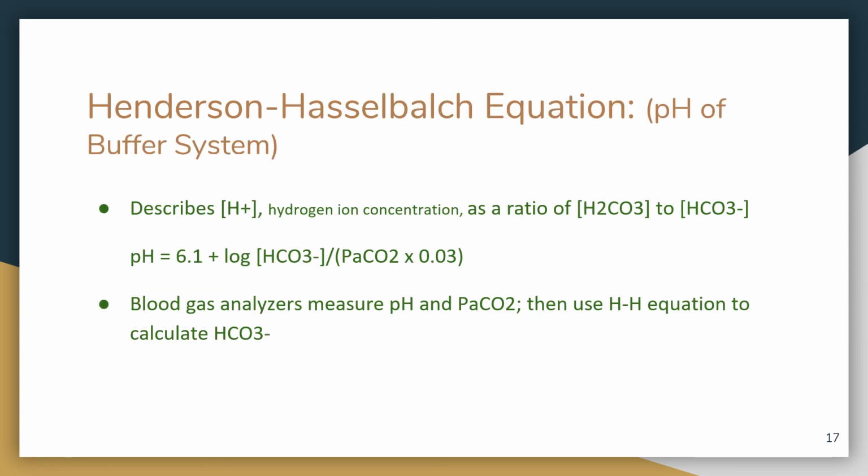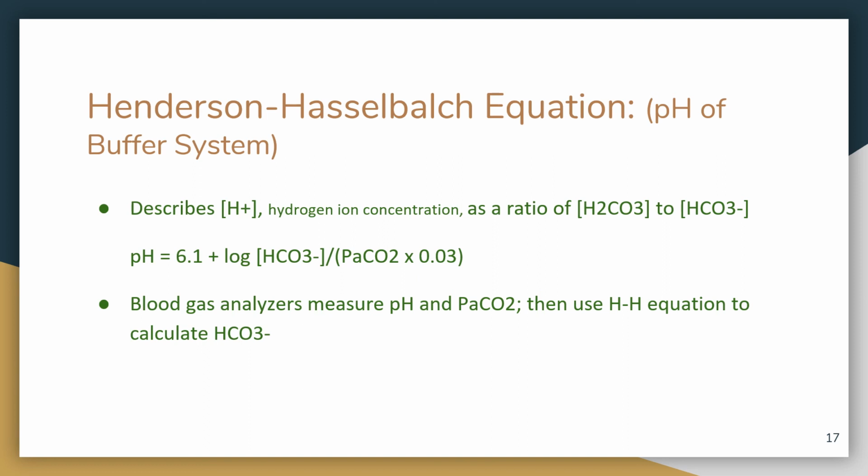All right, this is just briefly talking about the Henderson-Hasselbalch equation. Okay, so it's the pH of the buffer system. And it basically describes the hydrogen ion concentration as a ratio of carbonic acid to bicarb. Okay, so this is the formula, how they actually calculate the pH. I'm not going to ask you to memorize that. Just be aware of it, okay?